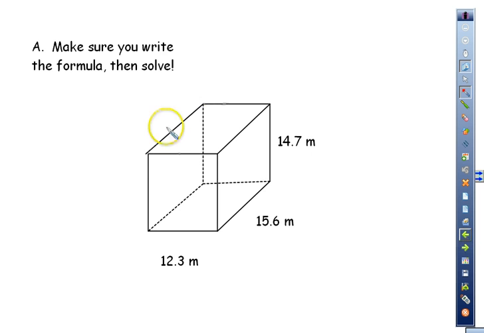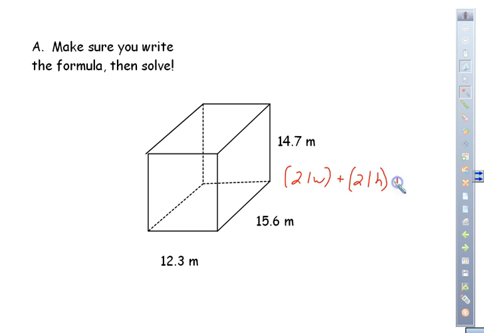All right, so let's use our formula now. Again, it's 2 times the length times width, plus 2 times the length times the height, plus 2 times the height times the width. Okay, and again, please label these. This is going to be my width, this is going to be my length, and how tall it is, my height. And now just plug it in.